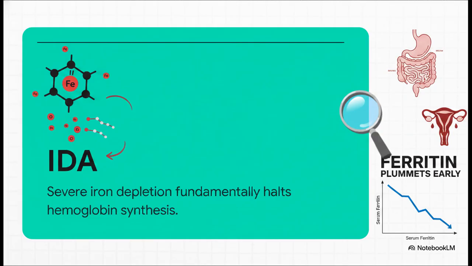Think of iron as the fundamental building block of heme. When severe iron depletion occurs, and this could be from GI bleeding, menorrhagia, or malabsorption, it fundamentally halts hemoglobin synthesis. And the earliest, most specific indicator that these iron stores are collapsing is a drop in serum ferritin. Long before the anemia becomes clinically profound, that ferritin level plummets.